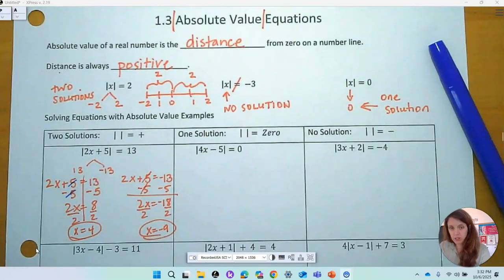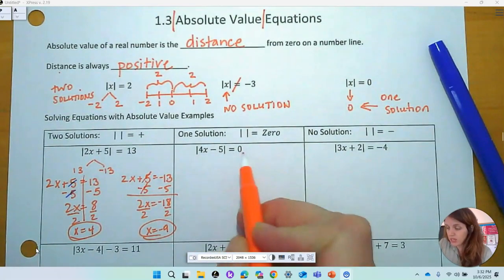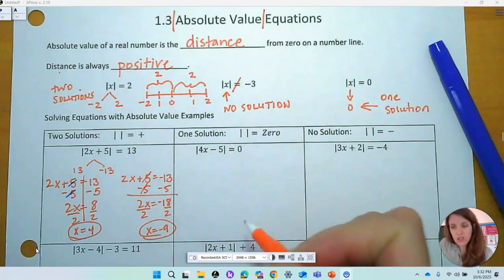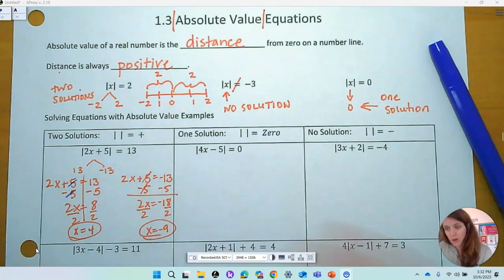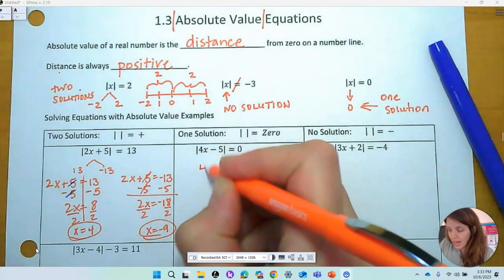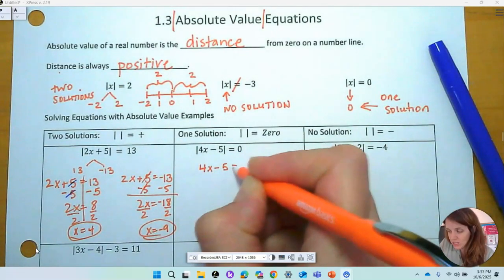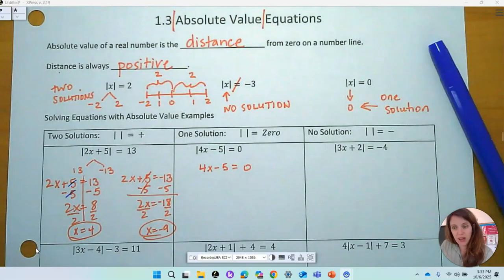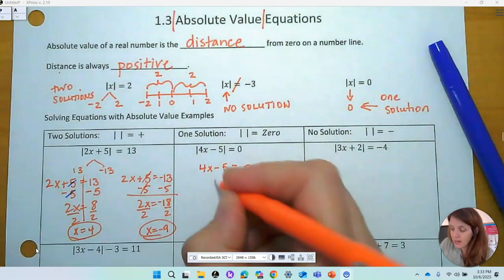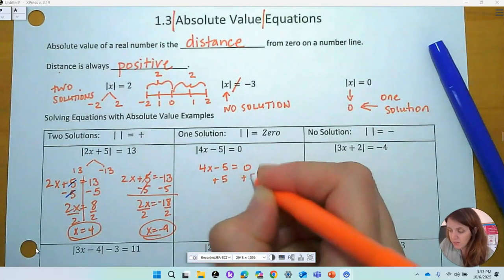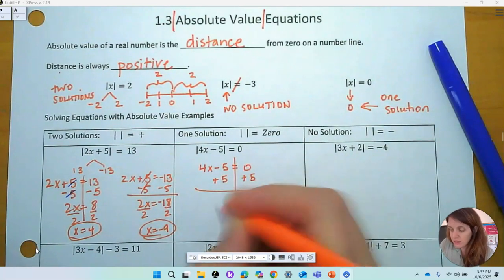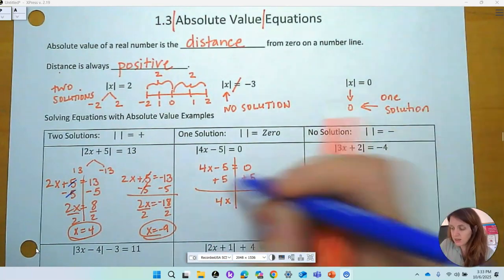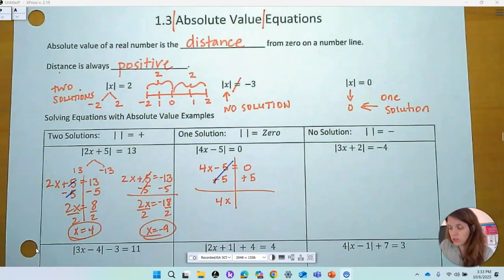So looking at number 2, if the absolute value is equal to 0, there is no such thing as a positive 0 and a negative 0. There is only 0. So I really only have to write one equation saying that 4x minus 5 is equal to 0. And then I can solve. Plus 5, plus 5. This gives me 4x, these cancel, is equal to 5.